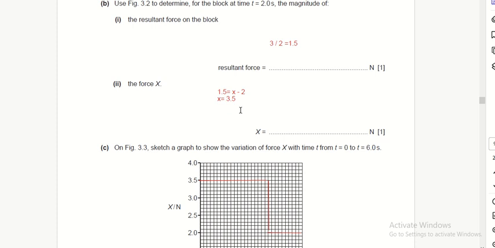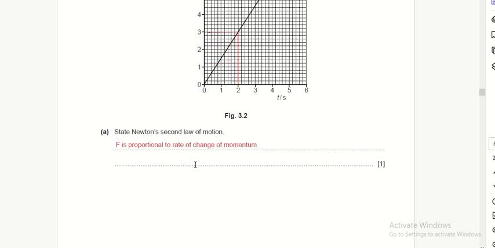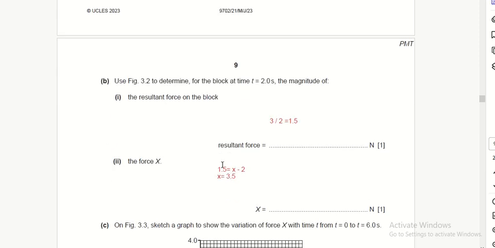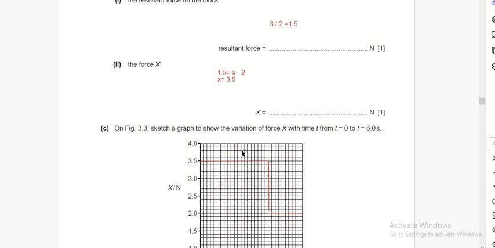The force X, if we look at the diagram, we have a force X in one direction, and the other force, which is not drawn, is the friction. The frictional force exerted on the block by the surface is constant. It has a magnitude of 2. So 1.5 is the resultant force, the difference between X and 2, and X is the driving force, 3.5.